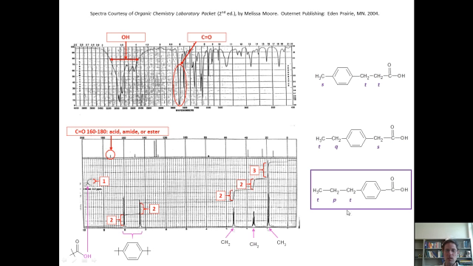Is my answer consistent with all of the data? Absolutely yes. Is my answer correct? Yes, it is. These examples have hopefully been helpful for you guys.